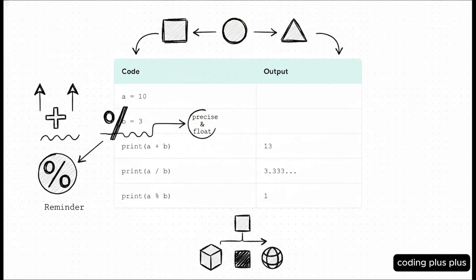Addition, subtraction, no problem. But let's check out those last two lines of code. When you use a single slash for division, you always get a float back, a really precise answer. Now that % sign, percent, that's called the modulus. It's a little different. It doesn't give you the result of the division, it gives you the remainder. So 10 divided by 3 goes in 3 times with a remainder of 1. That's why the output is 1.